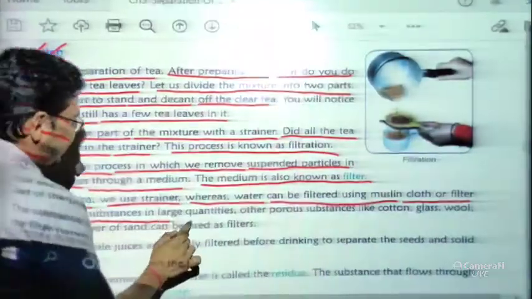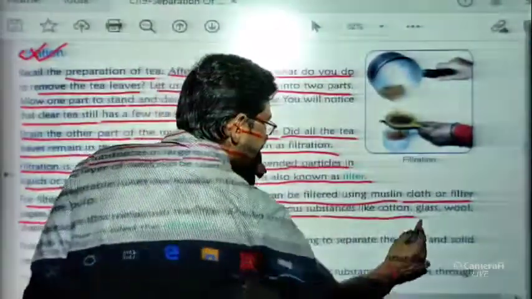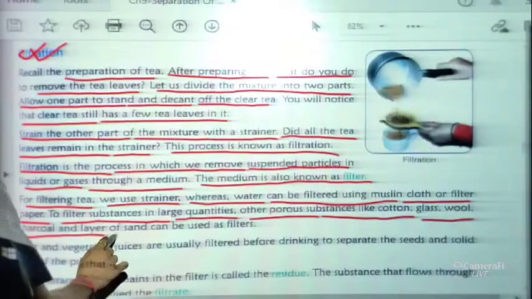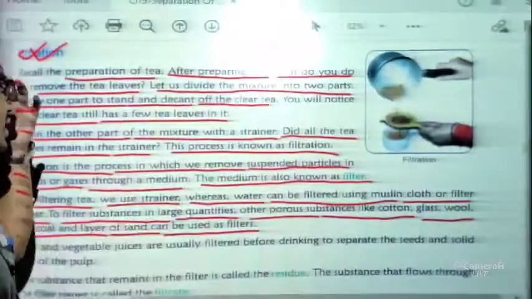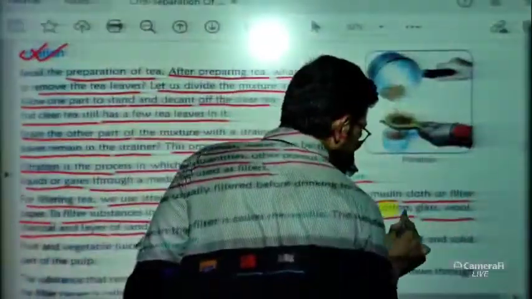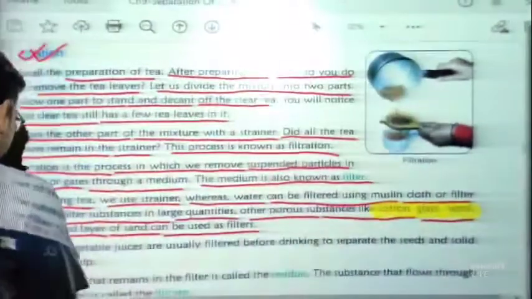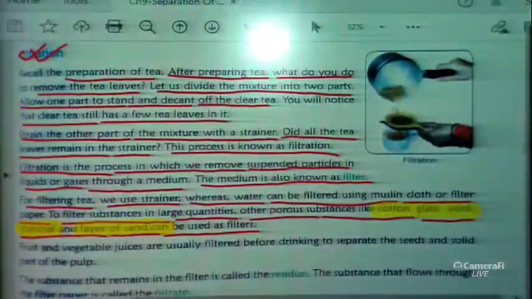To filter substances in large quantities, other porous substances like cotton, glass wool, charcoal, and a layer of sand can be used as filters. So these things can also be used as a filter. Now fruit and vegetable juices are usually filtered before drinking to separate the seeds and solid part of the pulp. Okay, so this is a very easy process, filtration.